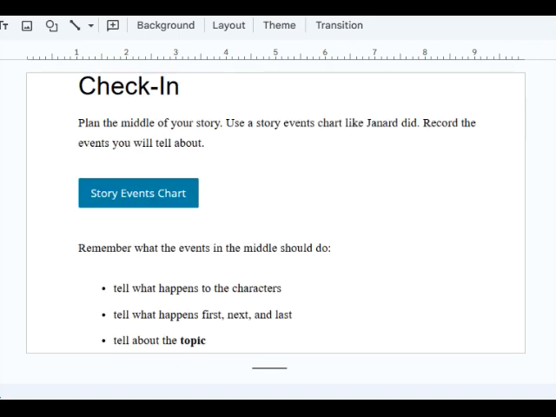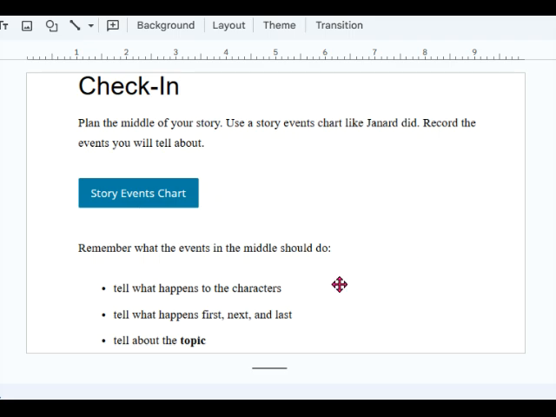Plan the middle of your story. Use a story chart like Gennard did. Record the events that you will tell about. So right here, if you go all the way back to this unit and this lesson, you can find the story events chart and you can print it out. I also have it in the description below. So if you don't want to go back and find it, you can just click on the link and you can print it from here.